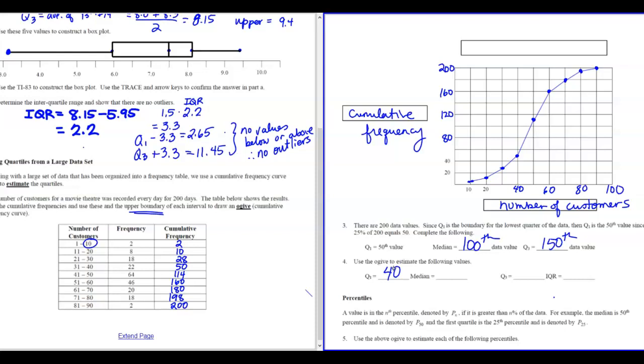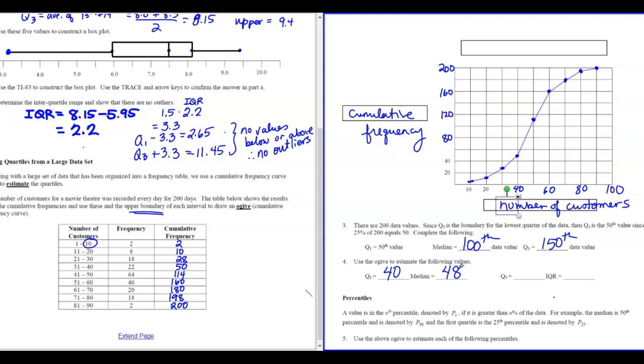The median is the 100th data value, so you go to 100 there. Notice how it's not a point that we plotted, so we're going to estimate. So then we go down here. It's going to be a little less than 50, so I'd say maybe 48. Right, because it's the 100th, so it's somewhere in this interval here.